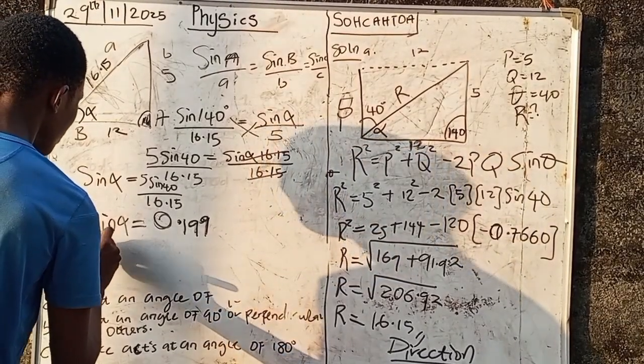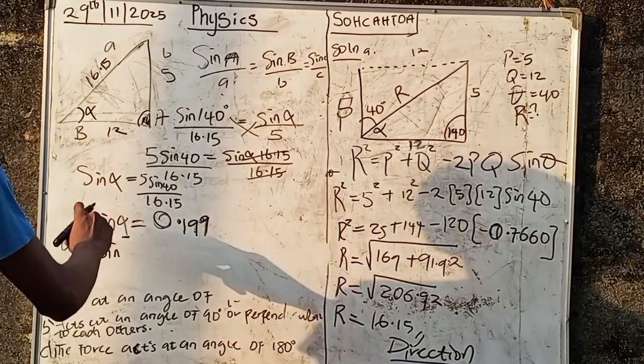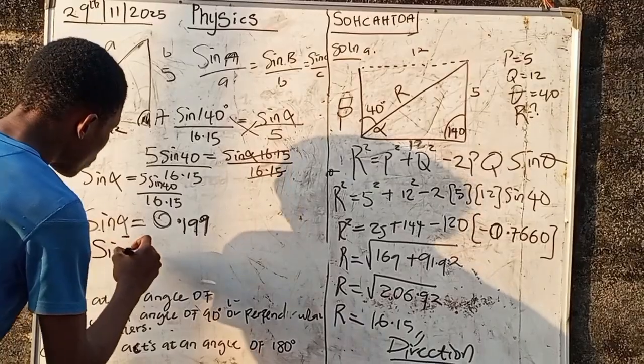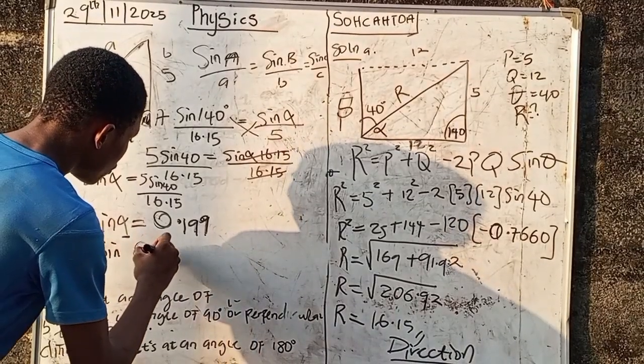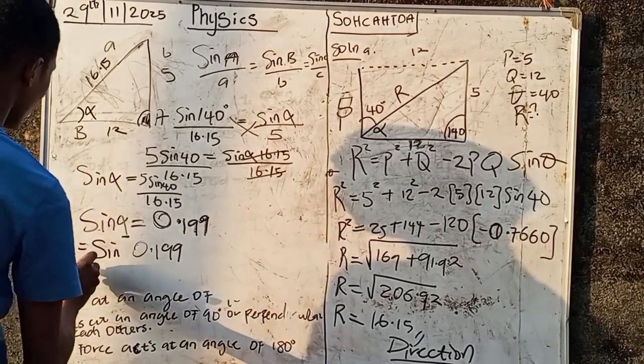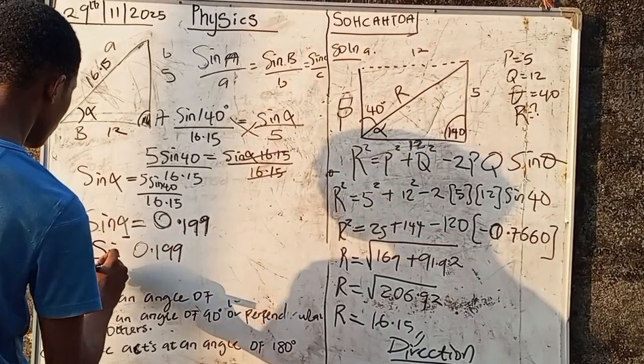Alpha equals shift sine. Remember, when anything crosses the equal to sign, it gains a negative sign. Alpha equals shift sine 0.199, which will give us 11.5 degrees.